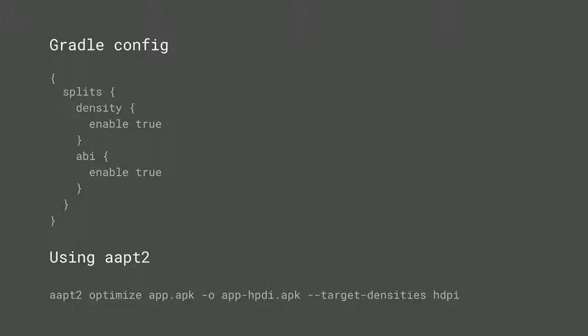What this will do is it will cause your Gradle build to output multiple APKs, each targeted to a single screen density and native architecture. Or you can build your universal APK that you would upload to Play, and then run a new command that we've added in AAPT2 that will generate the optimized APKs from the universal APK. This command is actually what we run on the server to generate the optimized APKs from the APK that you upload.